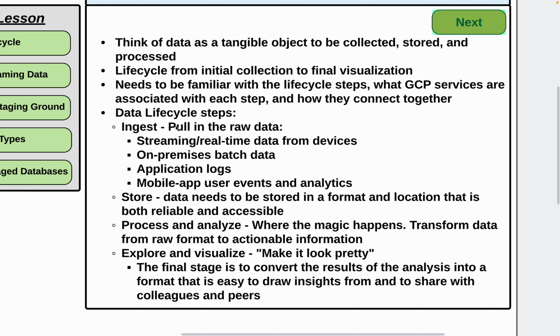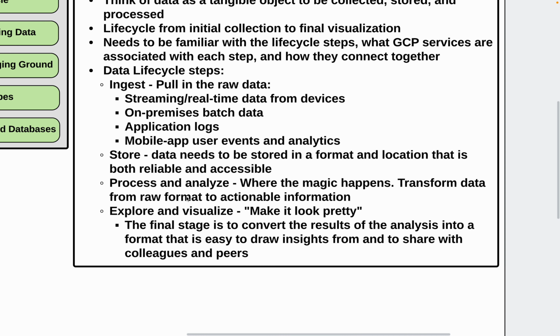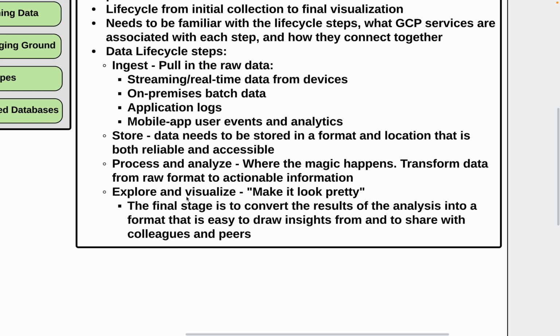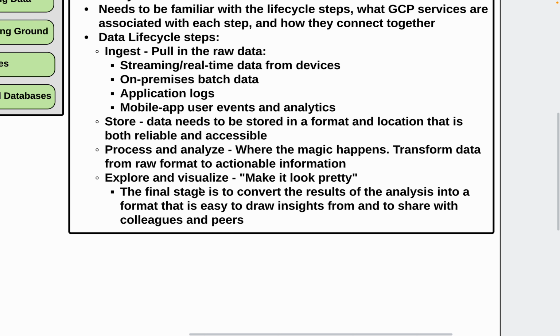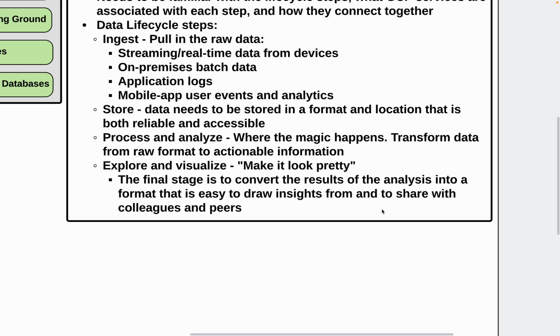Data life cycle steps: ingest, where you pull in the raw data, stream real-time data from devices, on-premises batch data, application logs, and mobile app user event analytics. Store: data needs to be stored in a format and location that is both reliable and accessible. Process and analyze is where the magic happens, transforming data from raw format into actionable information. Explore and visualize, make it look pretty: the final stage converts the results of the analysis into a format that is easy to draw insight from and share with colleagues and peers.